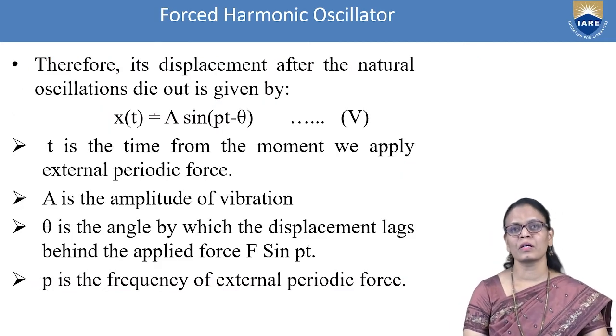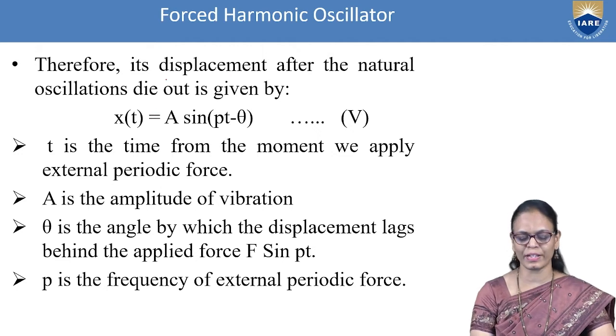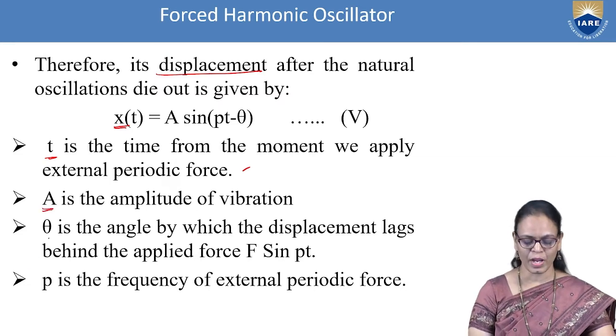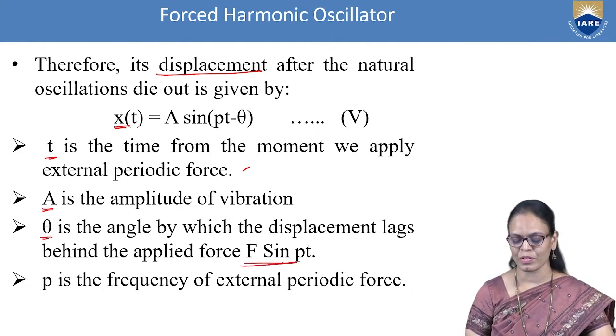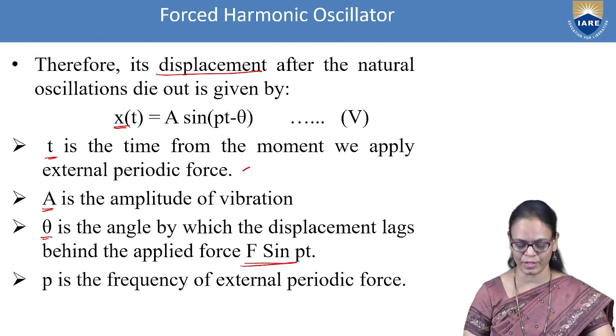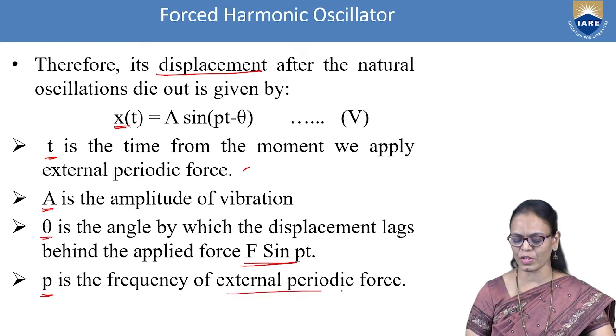Now, the solution of this differential equation will give us the displacement. So, what is the displacement given by x(t) is equal to a sine pt minus theta. This is the solution of the given differential equation which gives us the displacement. And t is the time from the moment we apply the external periodic force. And capital A is the amplitude. And theta is the angle by which the displacement lags behind the applied force. So when we are applying a force, what is the angle by which the displacement lags behind the force? And p here is the frequency of the applied force.